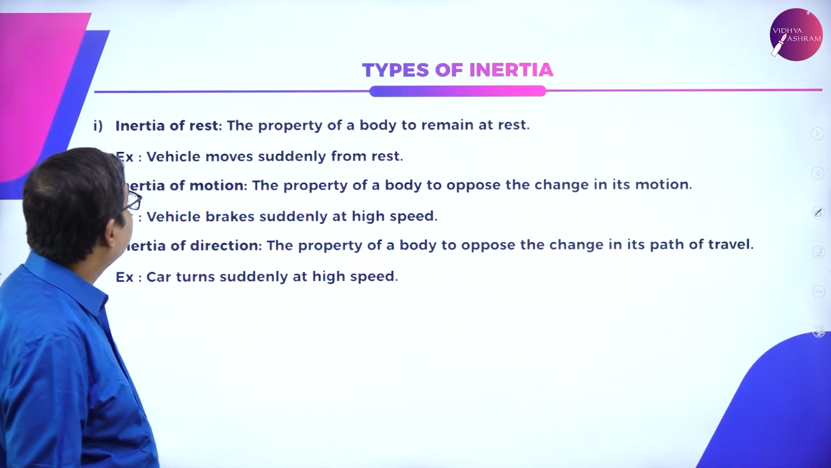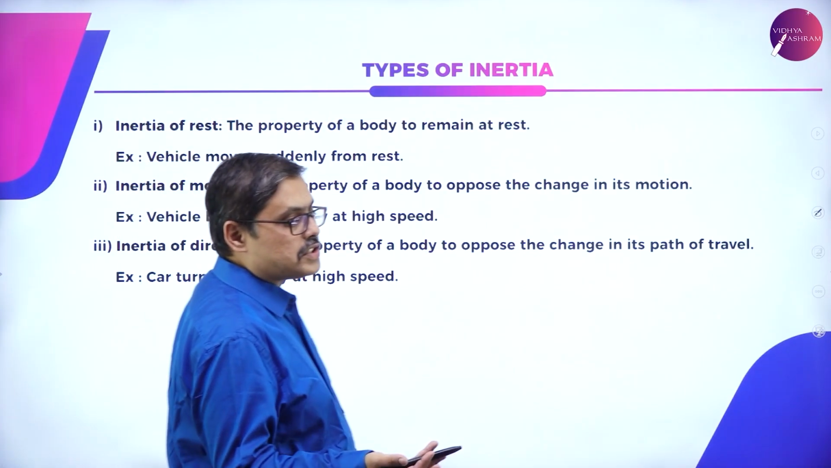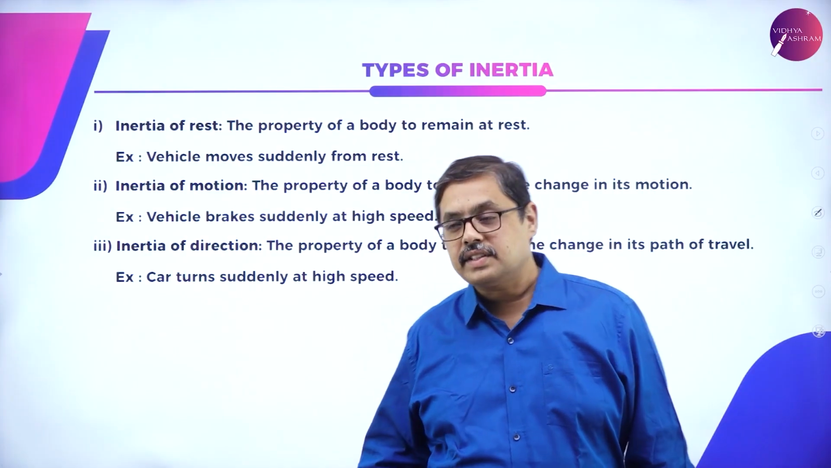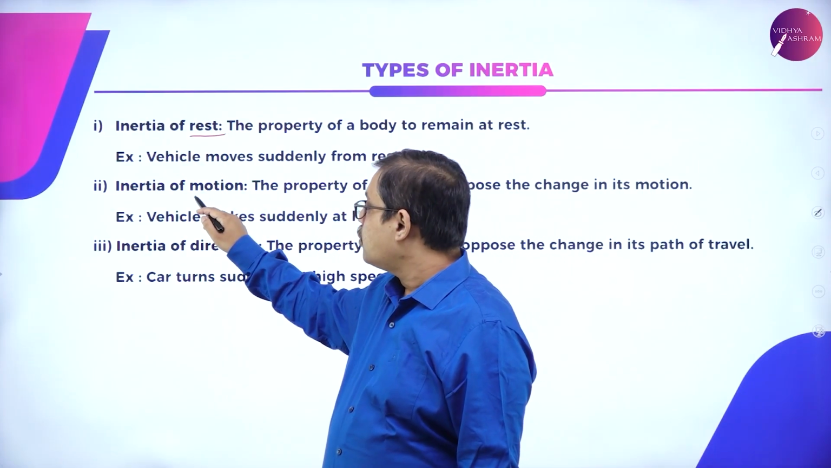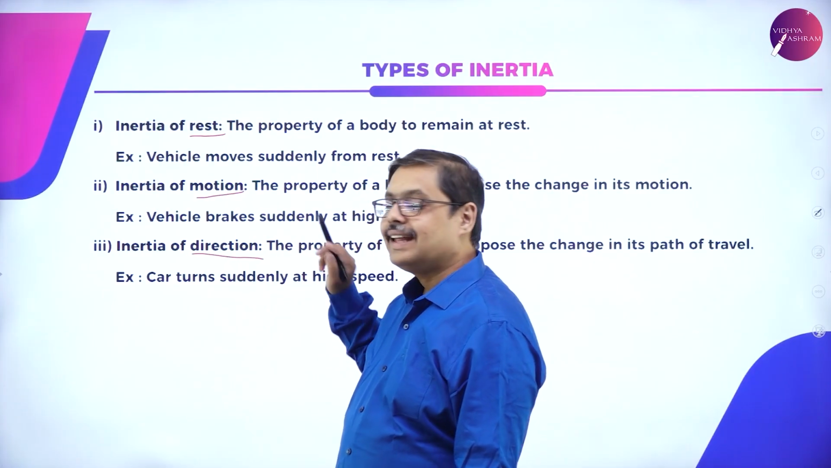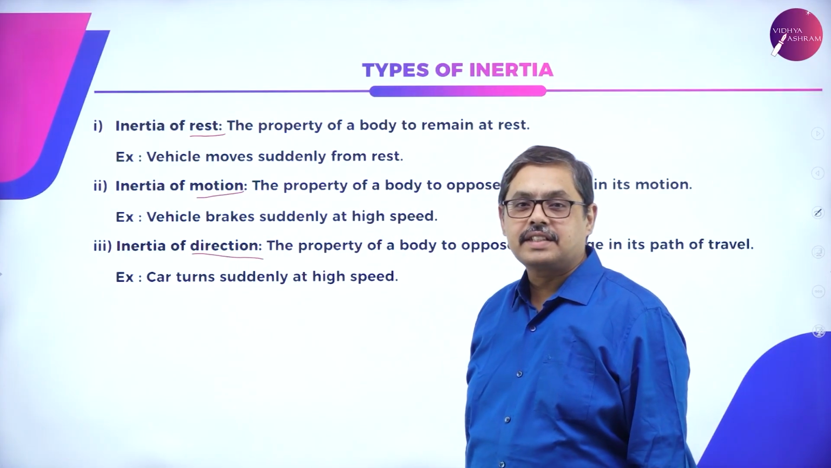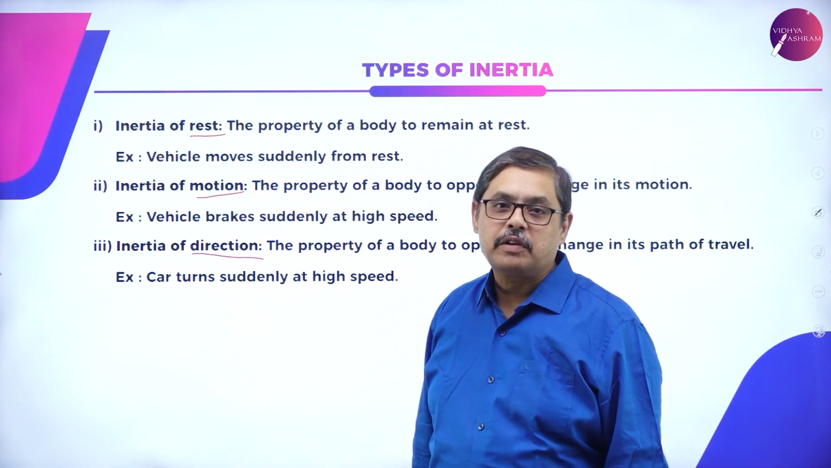Types of inertia. There are three ways in which we can try to understand what is inertia: inertia of rest, inertia of motion, and inertia of direction. What is inertia of rest? Let us try to understand this with the help of an example.